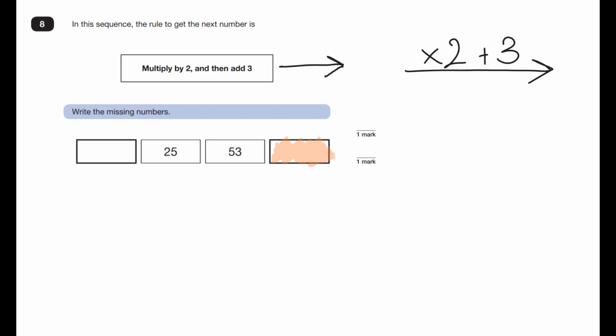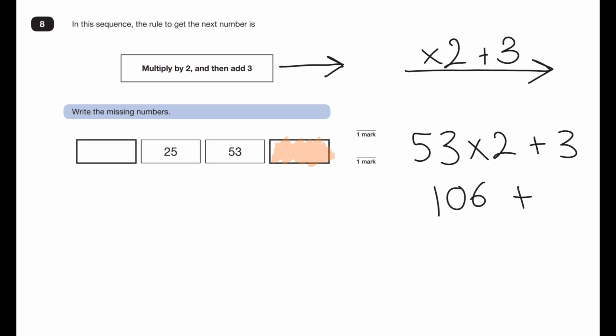apply that rule. So we've got 53, we are going to simply do 53 times 2 and then add 3. So 53 times 2 is 106, add 3, and 106 add 3 is 109. Okay, that is fairly simple. You're just following the rule. 53 multiplied by 2 and then add 3.